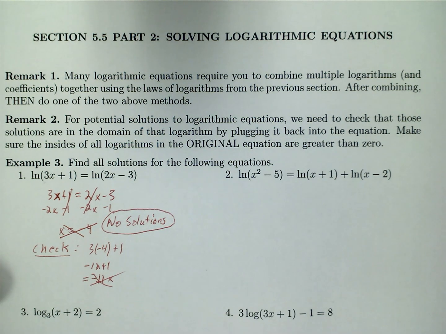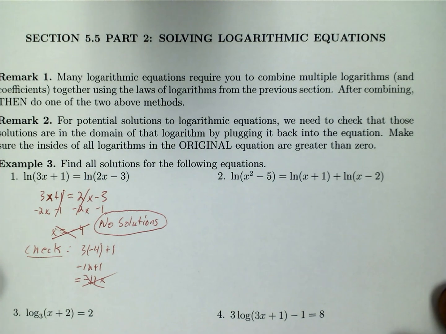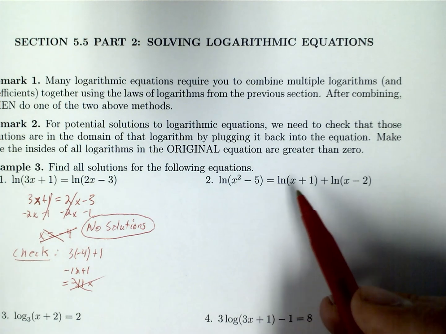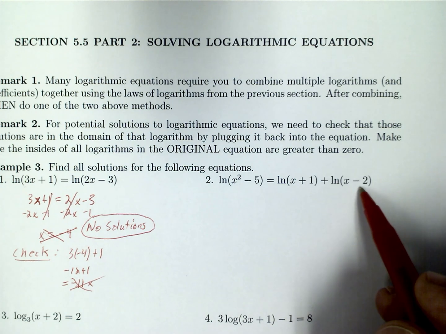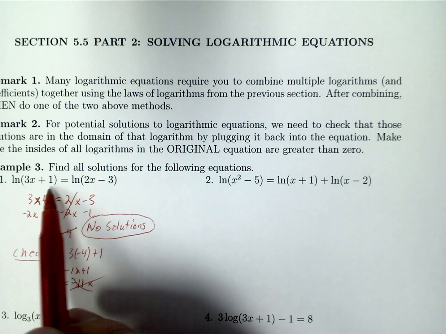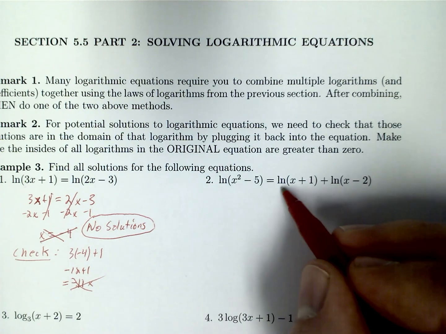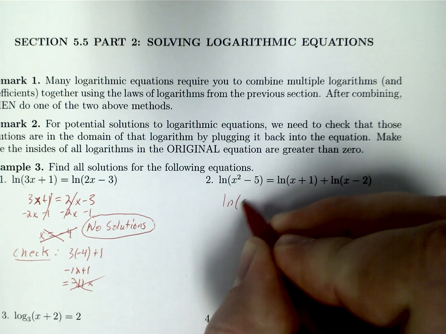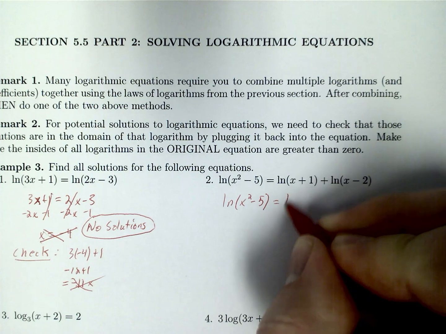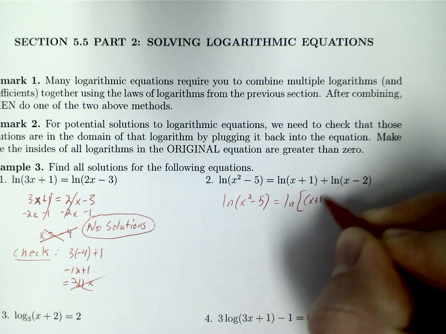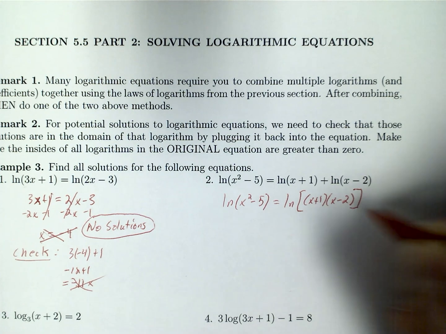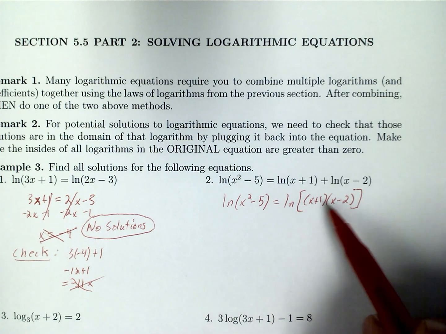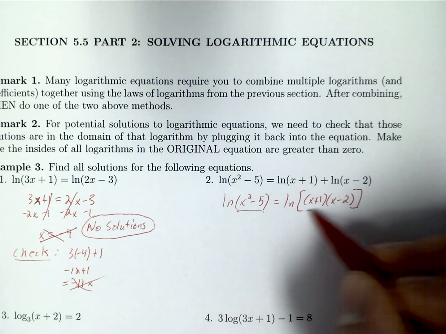For number 2, we have ln of x squared minus 5 equals ln of x plus 1 plus ln of x minus 2. For number 1, we had ln equals ln. Here we need to rewrite the right side as one logarithm, and outside addition turns into inside multiplication. So ln of x plus 1 times x minus 2. And just like before, the only way that ln of x squared minus 5 can equal ln of x plus 1 times x minus 2 is if the insides are equal.